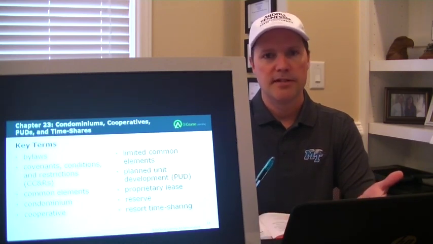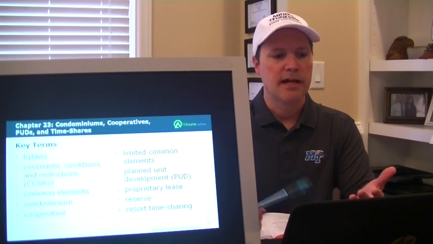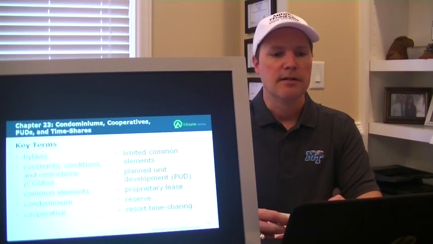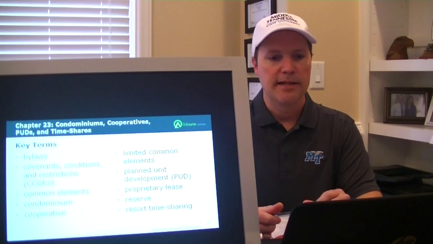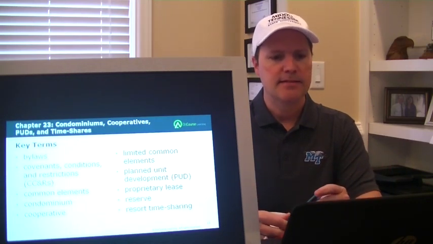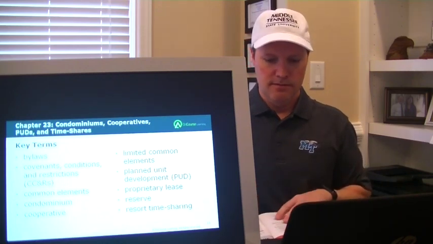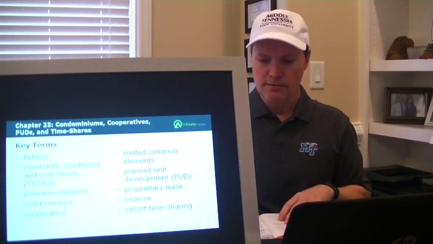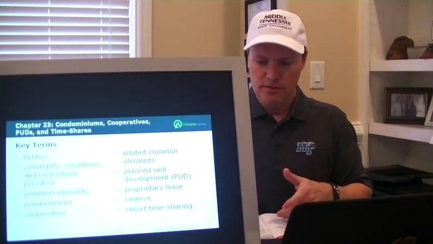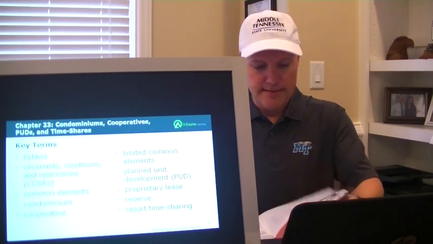So we have key terms here. Again, bylaws, covenants, common elements, condominium, cooperative, limited common elements. All right, planned unit development. All pretty straightforward stuff here. Property lease, reserve, and resort time sharing. So pretty easy stuff, but it's just a little bit of introduction to all that this class is.